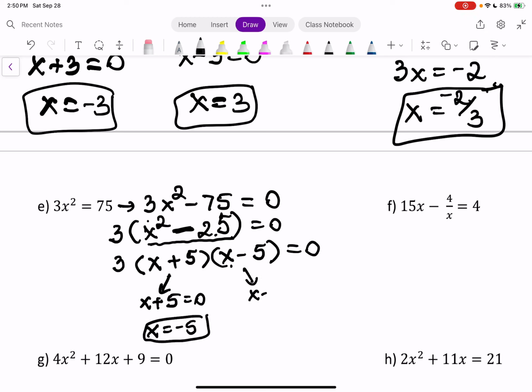Or x minus 5 is 0, which makes x equal to 5. So these are my 2 solutions. So a quadratic equation is going to give us 2 answers.